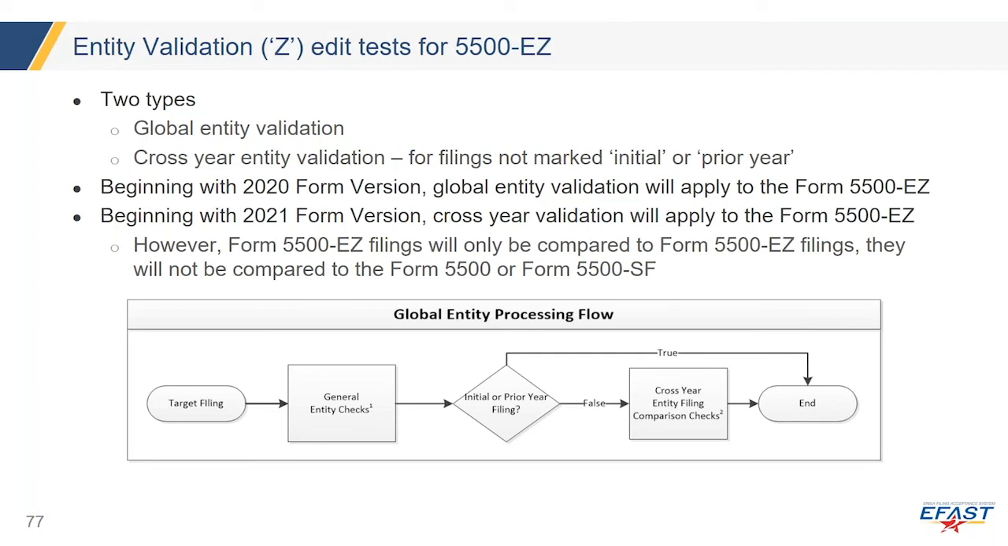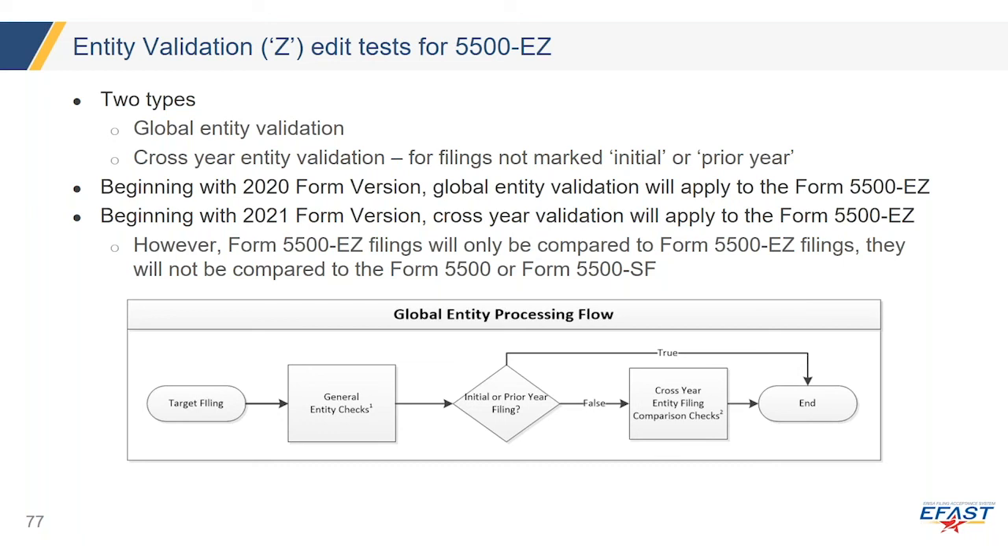So there are, as you can see in the processing flow, when we're checking entity validation, we do some general, also global entity checks, and then we do some cross-year validation. So beginning with the 2020 form version, the 5500EZ is new, so we will be enabling those global entity validation checks. However, we will not be enabling the cross-year filings because we do not have the electronic versions of those forms in the EFAST2 system for the cross-year editing. So that will be enabled starting with the 2021 form year next year.